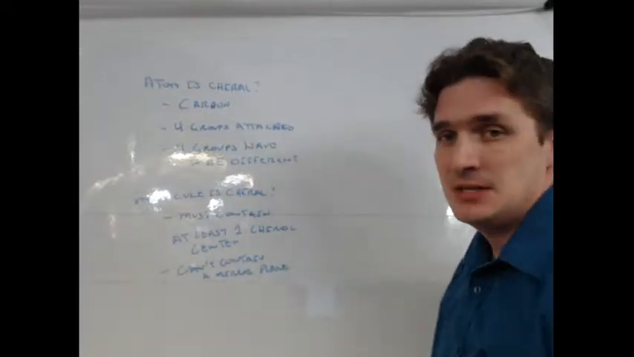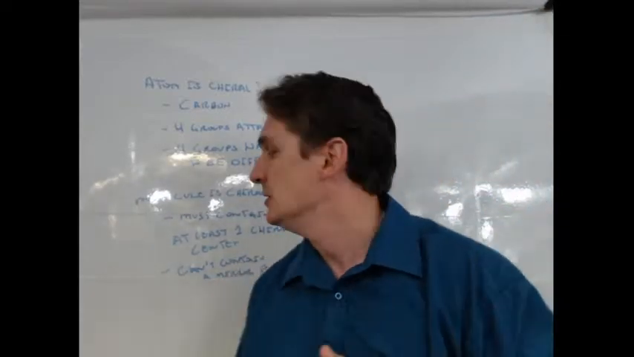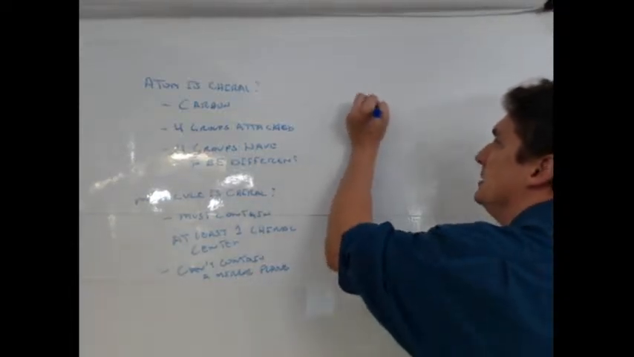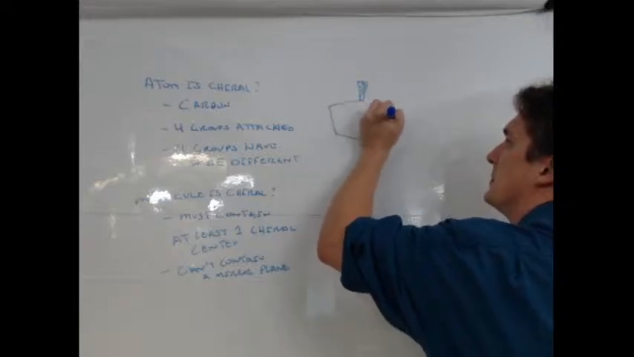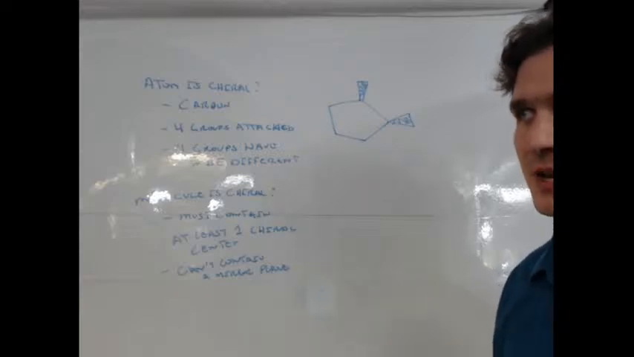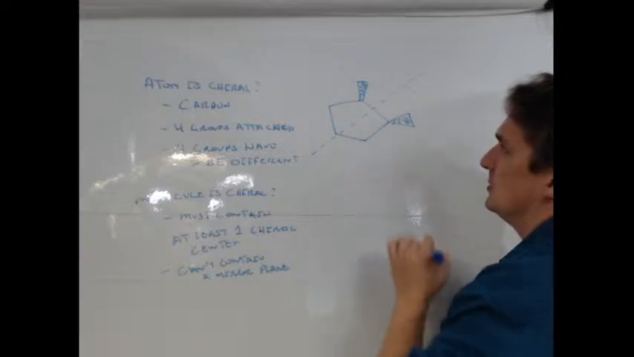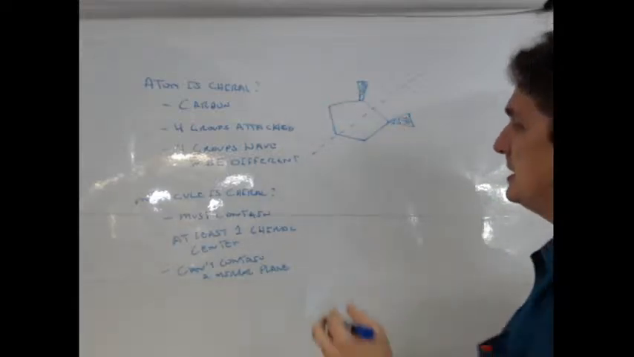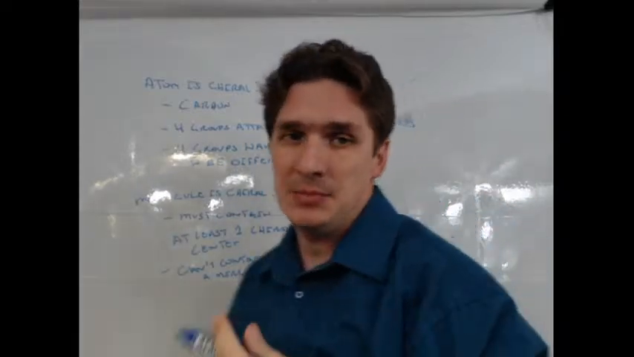If it doesn't contain chiral centers, that makes it pretty easy. It's just an achiral molecule. If it contains chiral centers, but it contains a mirror plane, an example of this would be cis-1,2-dimethylcyclopentane. There's a mirror plane running through this molecule, so it looks like we reflected this half of the molecule into this half. In this case, this would be considered a meso compound.